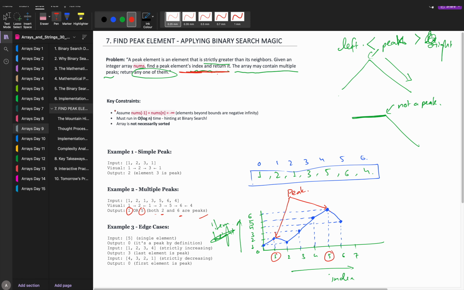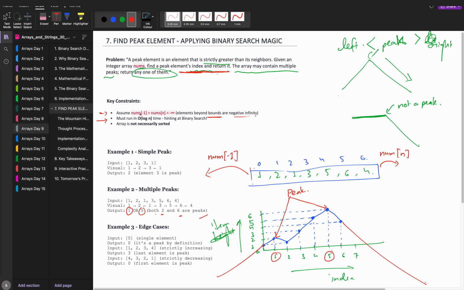Correct? Now the constraints: assume nums[-1], meaning all the items on the left-hand side of the zeroth index, and nums[n], meaning the items after the sixth index onwards, are negative infinity. That means they are very, very low; it just keeps going down from here and from here. So that you can't say that a peak can form from there. That's what they're saying. Elements beyond bounds are negative infinity.